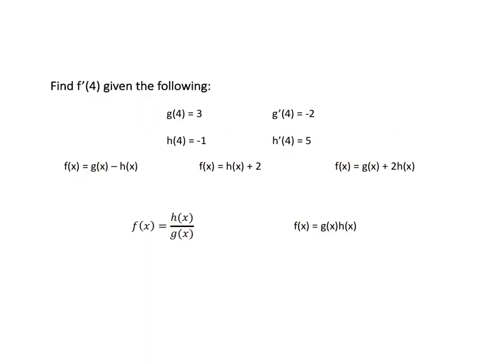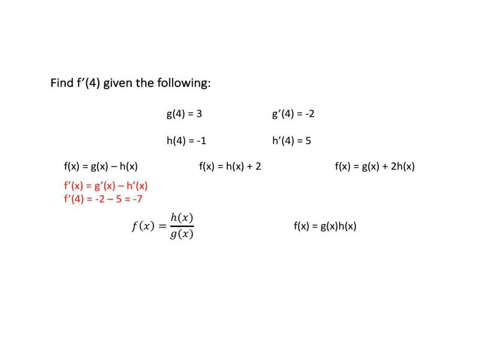So let's look at some more examples. Let's say we were asked to find f prime of 4 given the following. Okay, so we're given g of 4 is equal to 3, g prime of 4 is equal to -2, h of 4 is equal to -1, and h prime of 4 is equal to 5. And we're asked to find f prime of 4, okay? So we're given various examples here, so let's look at each one individually.